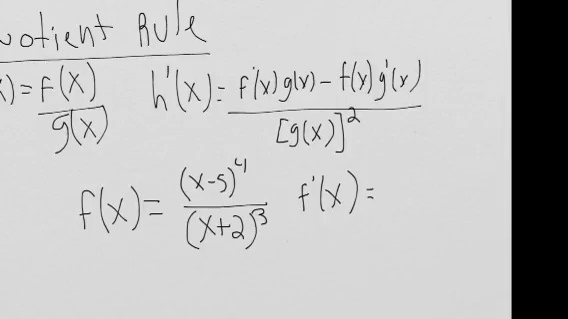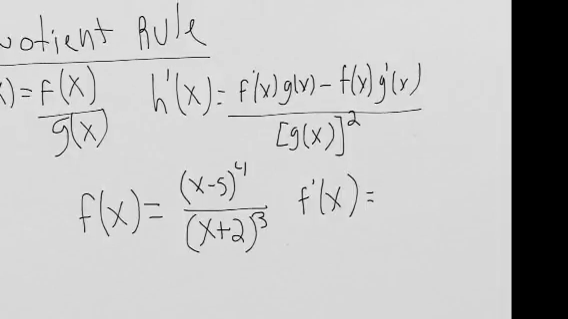Okay, so we have f of x equals x minus 5 to the 4th divided by x plus 2 cubed. We want a function that will describe the slope of this function f at any given x value. So we're going to do low d high. We'll copy the low first. The low is x plus 2 cubed. Multiplied by d high. That's 4 times x minus 5 to the third. Sorry, the third.